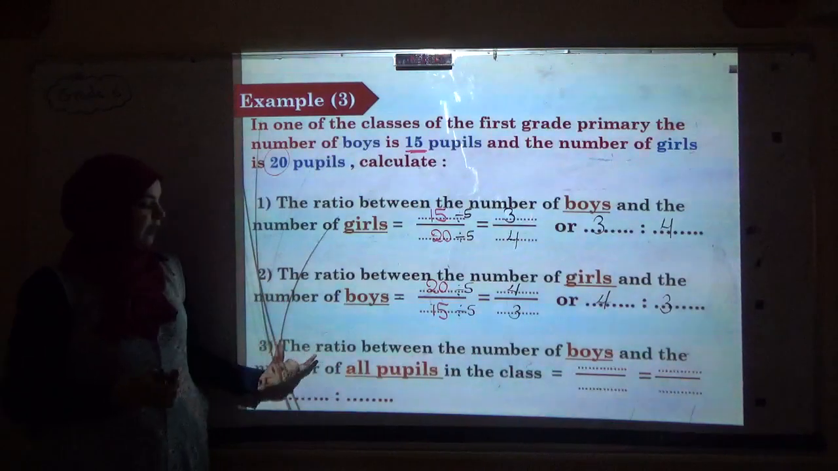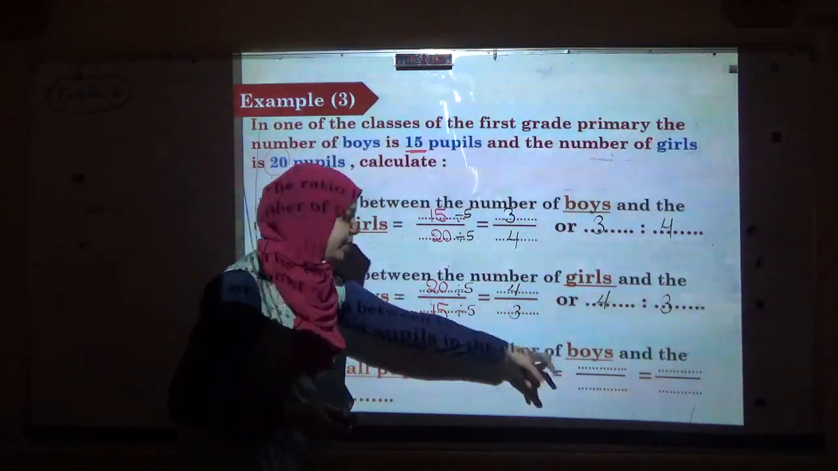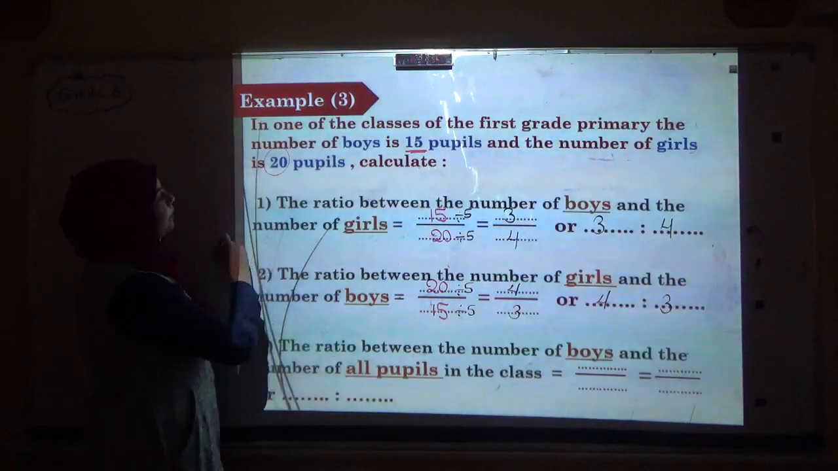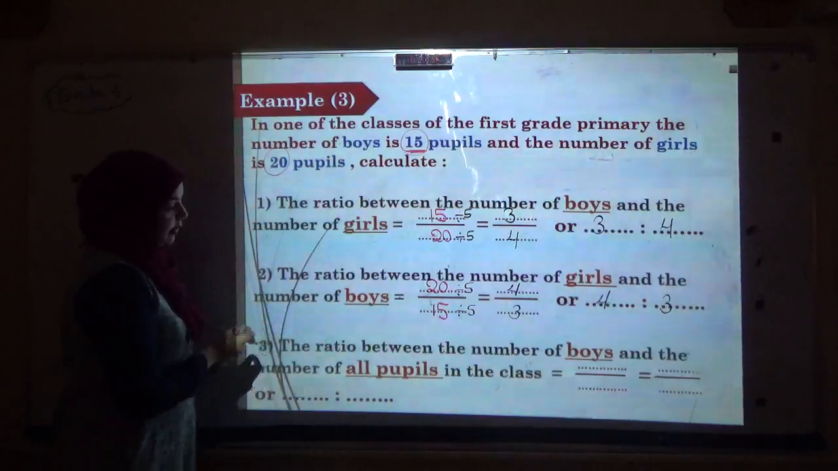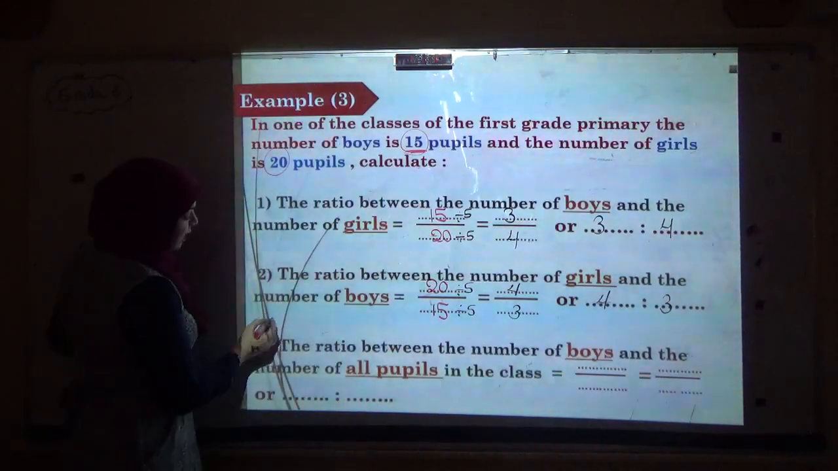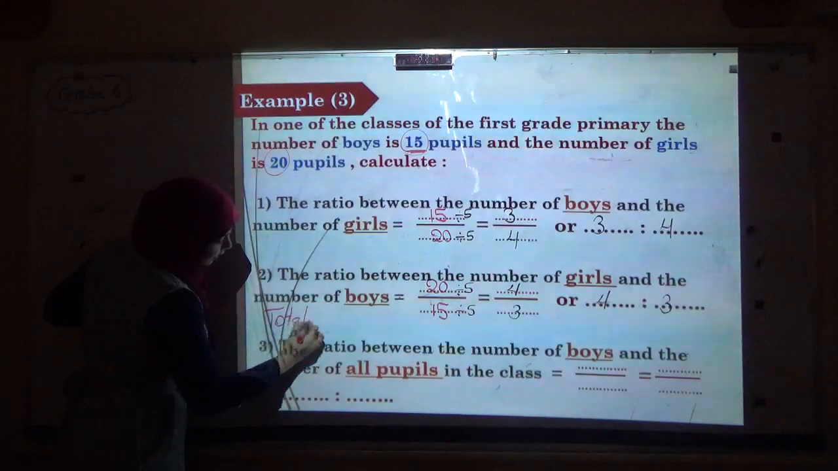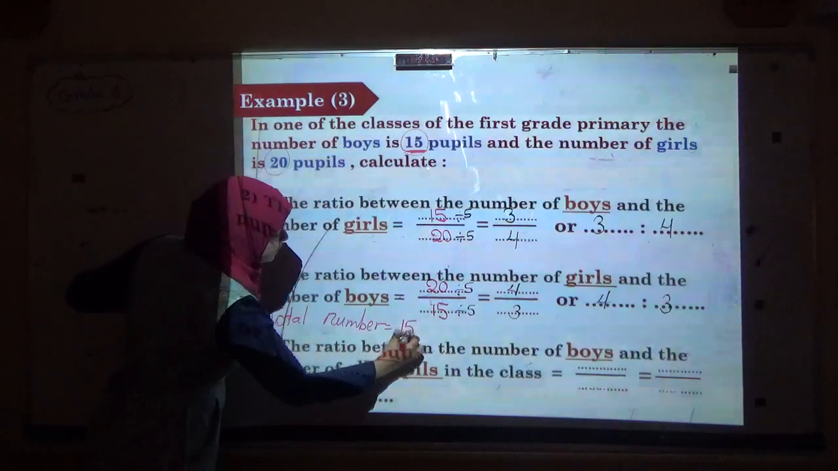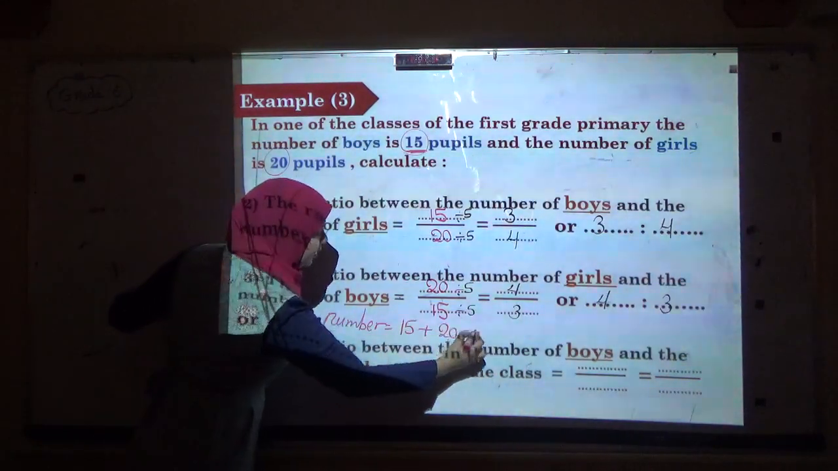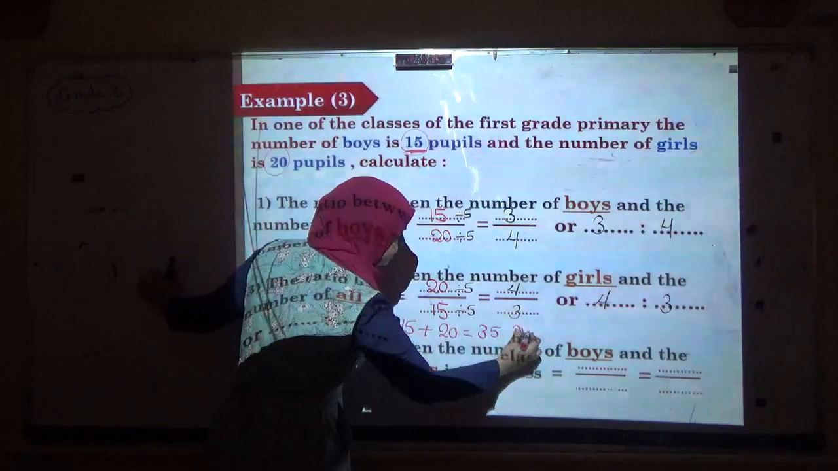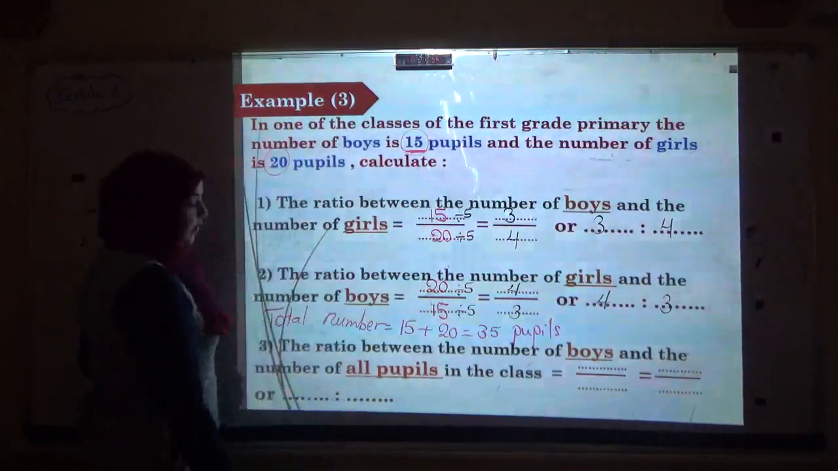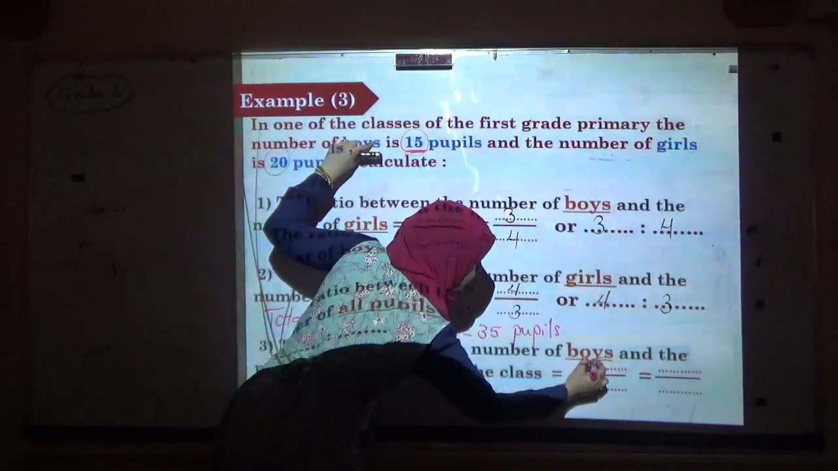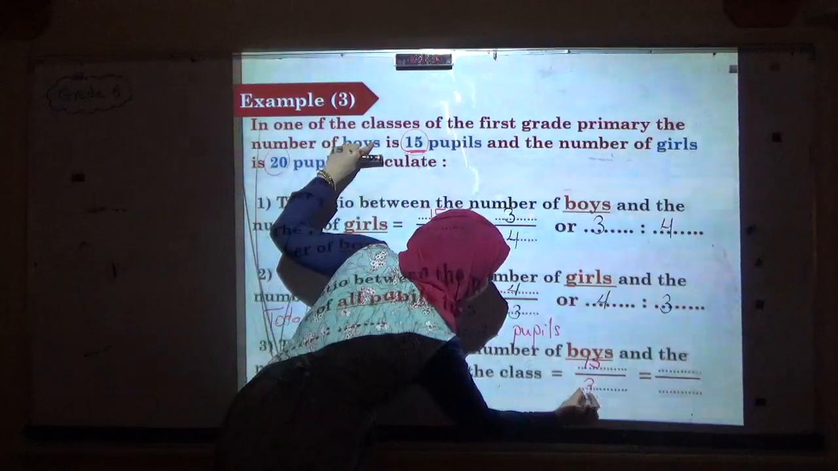Number 3, find the ratio between the number of boys and the number of all pupils in the class. We know the number of boys is 15, but we should find the total number of pupils. So the total number equals the number of boys, which is 15, plus the number of girls, 20, equals 35 pupils. Now we can write the ratio between boys and all pupils. Boys 15 over all pupils 35.